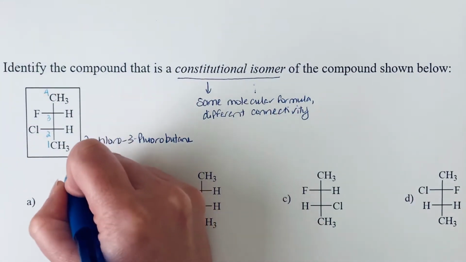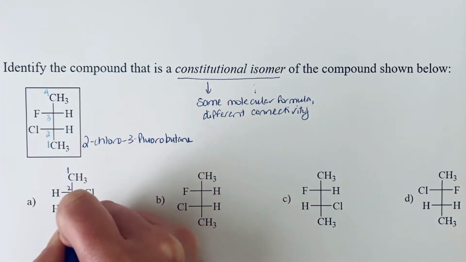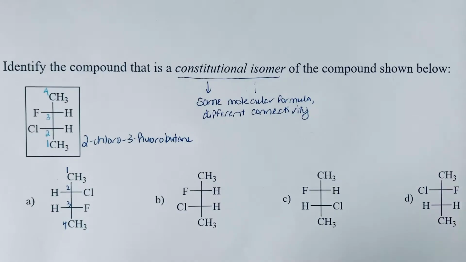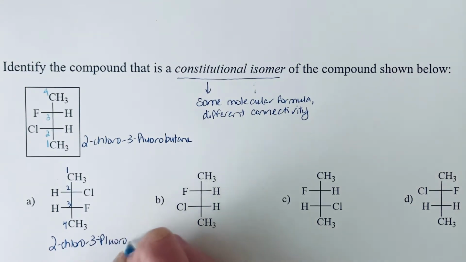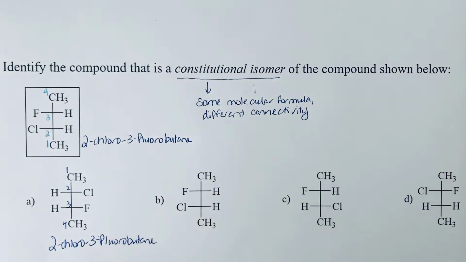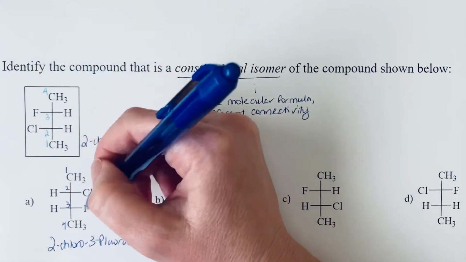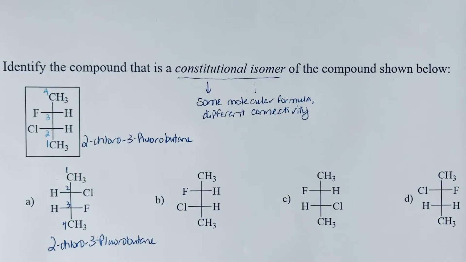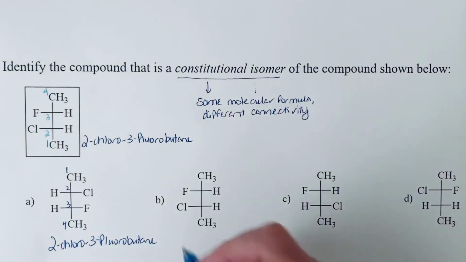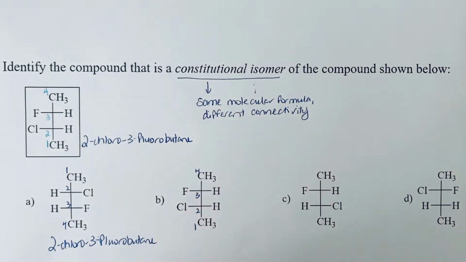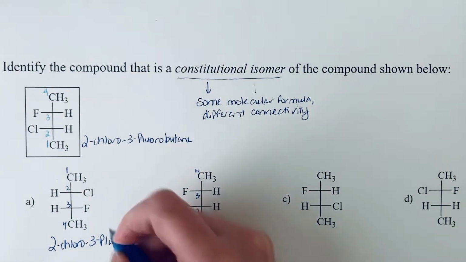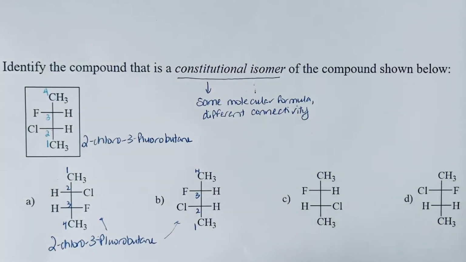So if we look at A and we number the chain in the way that we would for IUPAC nomenclature, we can see that this is also 2-chloro-3-fluorobutane. Okay, so that is definitely not a constitutional isomer. It might be the same, it might be a stereoisomer, but it's definitely not a constitutional isomer, so I'm not going to spend any more time with that. We'll do the same thing with this third one, and this is also 2-chloro-3-fluorobutane.